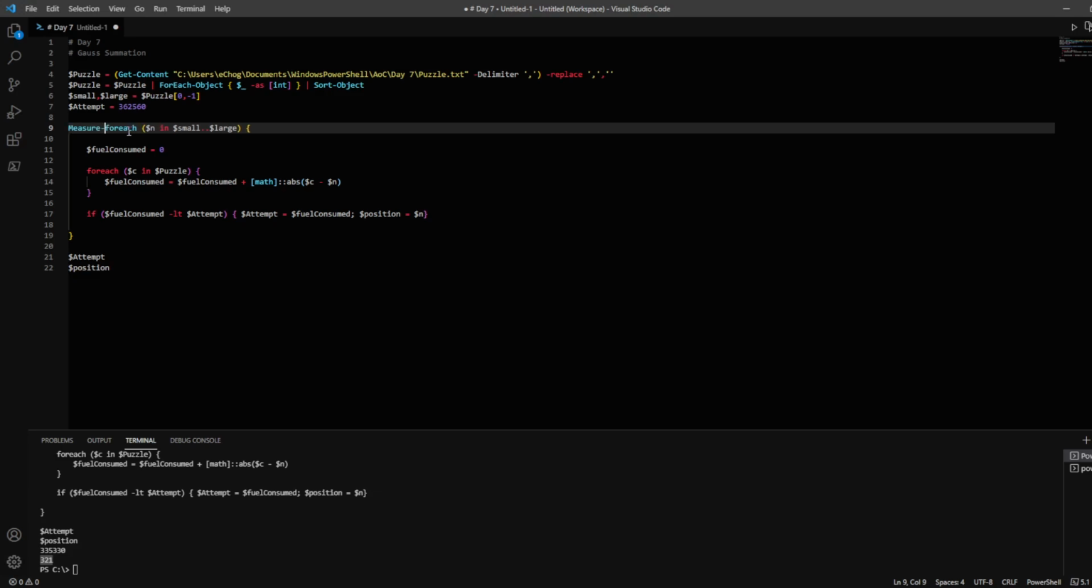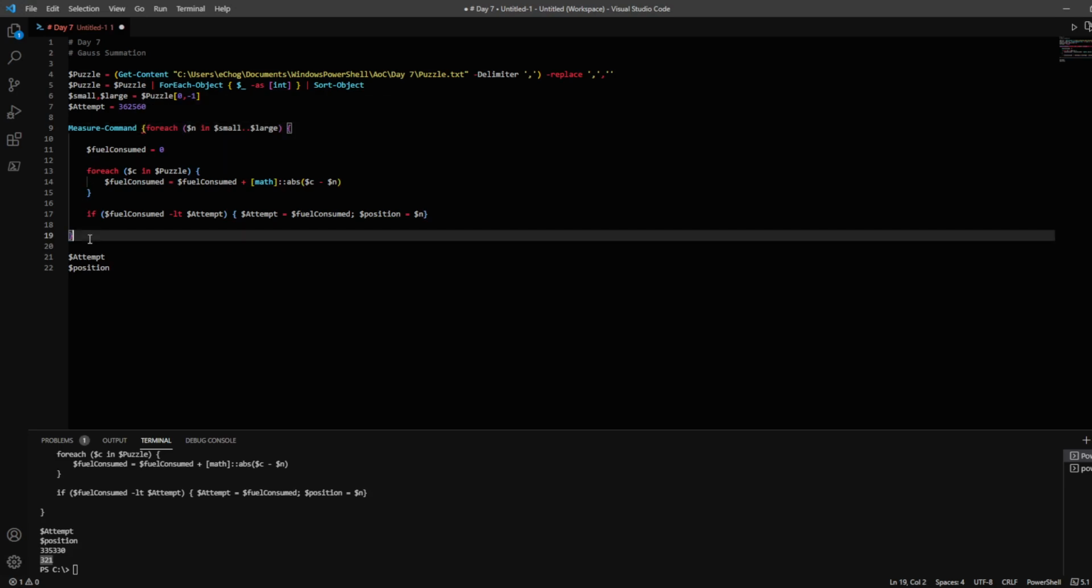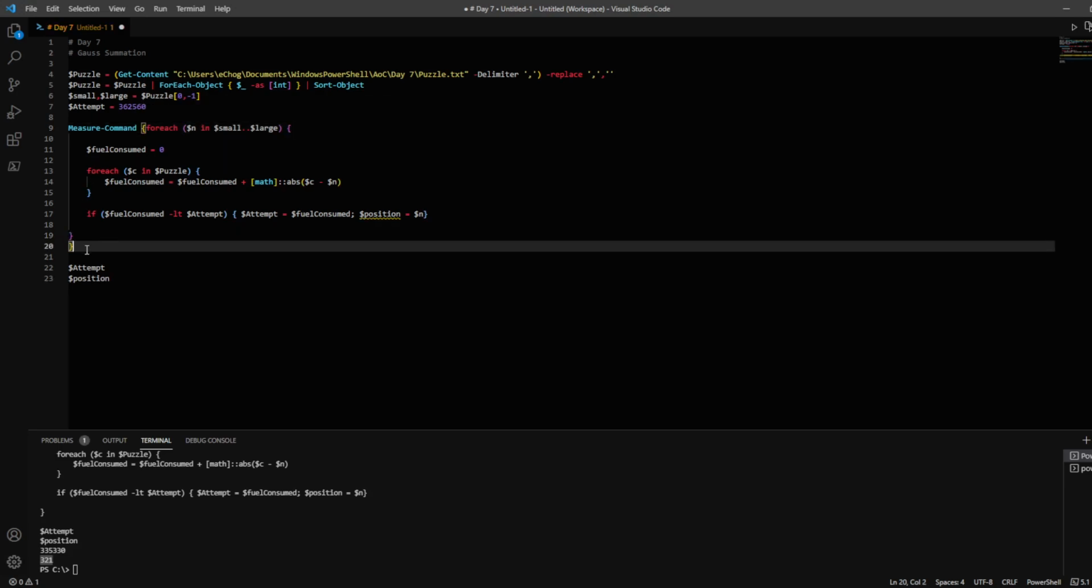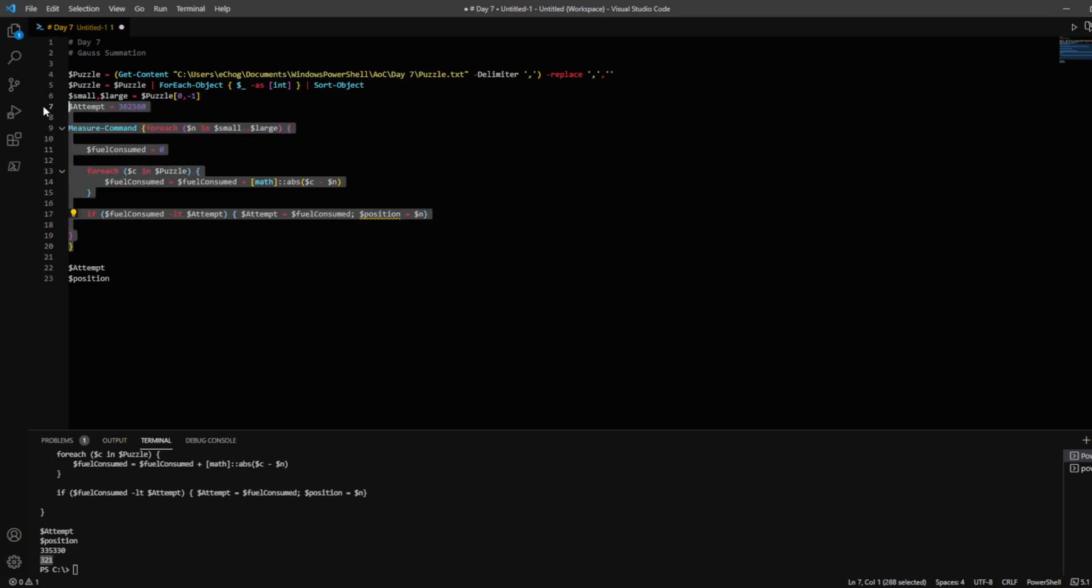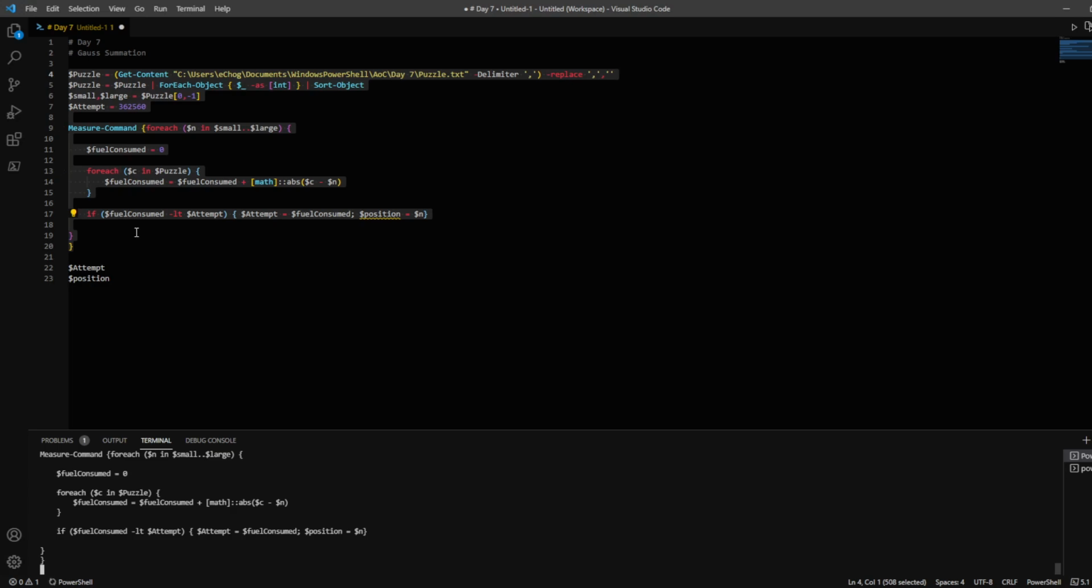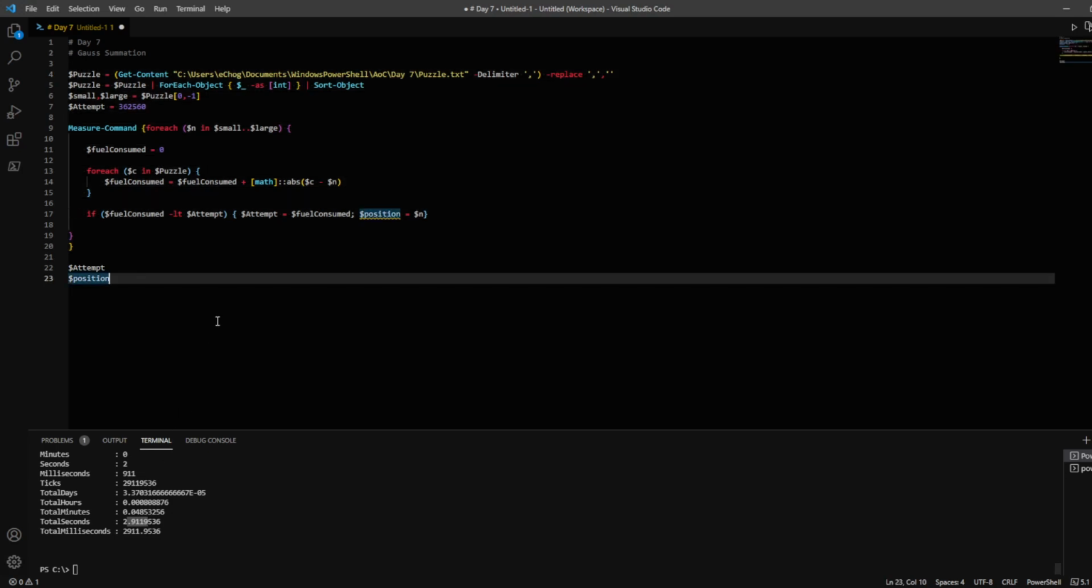So something else I haven't showed yet is measure command. And you can do this on anything that exists. You just wrap whatever you're trying to test in curly brackets and run measure command. Let's reset all of this. And this took 2.9 seconds. That's fairly fast. How do we make this faster though?